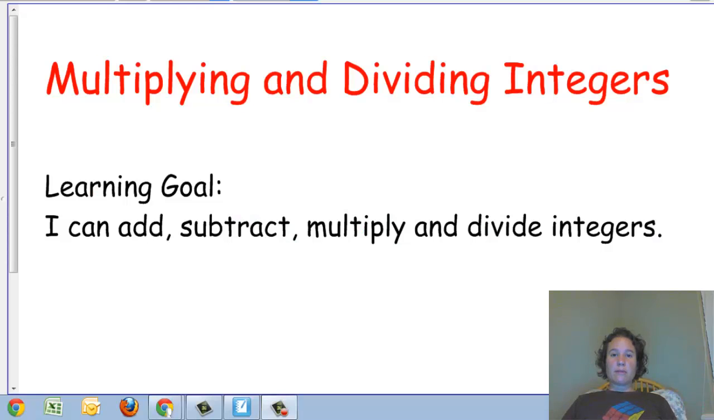So today we're going to be talking about multiplying and dividing integers. And if you are in Spillman's class, this has to do with the learning goal that you should be able to add, subtract, multiply, and divide integers, which I'm sure makes sense.